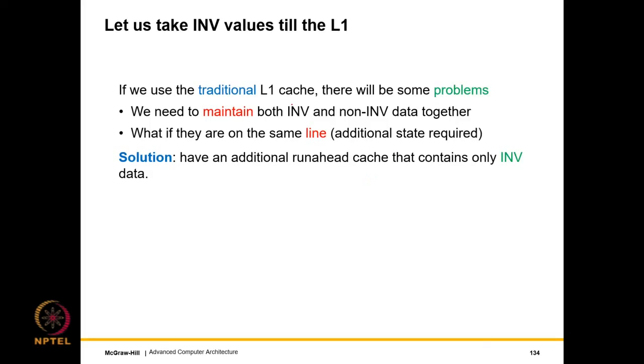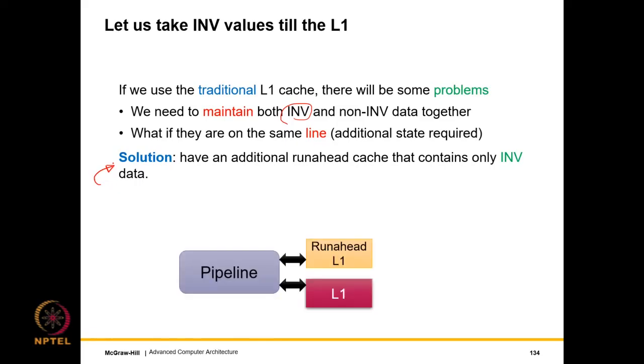So if we take invalid values till the L1 cache, if we use a traditional L1 cache, there will be some problems. We need to maintain both INV and non-INV data together. They might be on the same line as well, right? So it can be in a 64 byte line, 4 bytes are valid, 4 bytes are not valid. So one simple solution is that we don't have all of this complexity. Have an additional run ahead cache that contains only invalid data, right? Only invalid data is kept there. So that can kind of solve your problem to a certain extent. This is the pipeline. We'll have a regular L1 and a run ahead L1. And the run ahead L1 will be used in run ahead mode, particularly for invalid data.